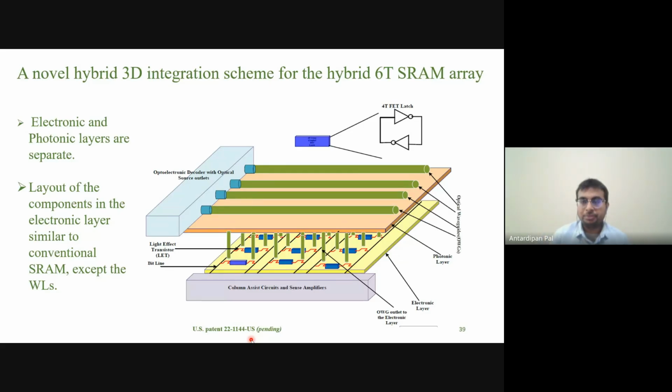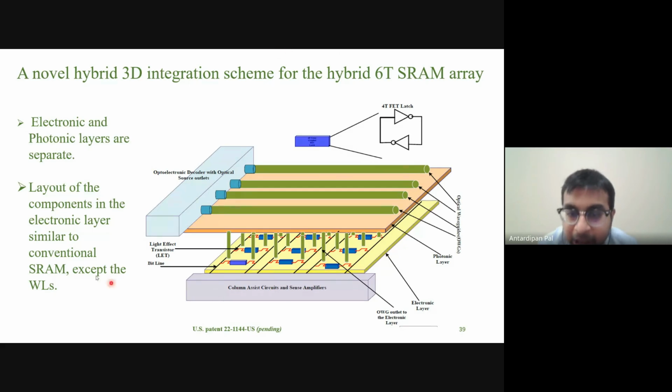Now, this is a proposal. It's not yet productized, but it's a proposal. What did we do? You see how we can integrate the whole thing in a single integrated circuit. Here we have this lemon yellow part, which I'll consider the optoelectronic layer.